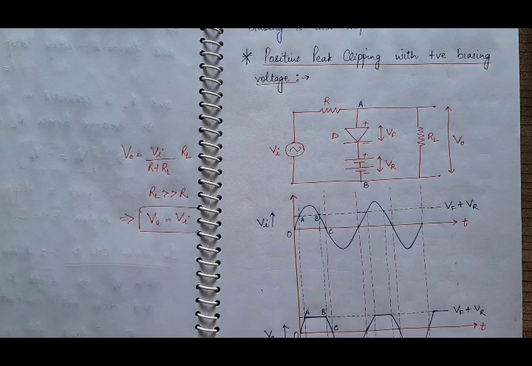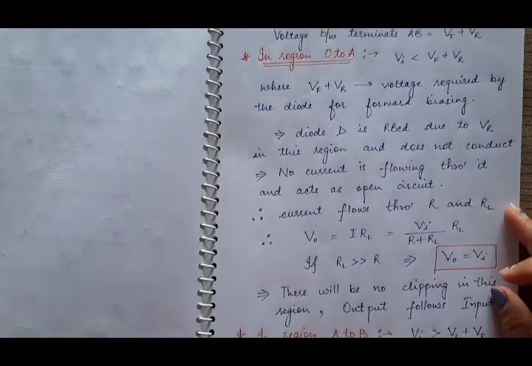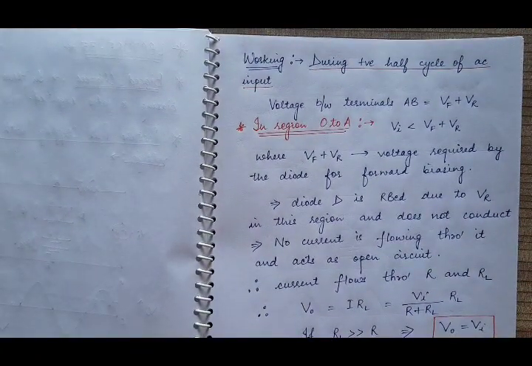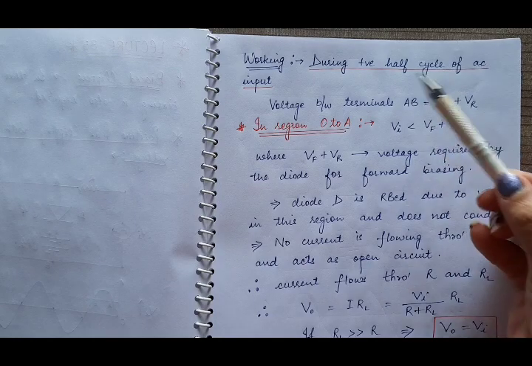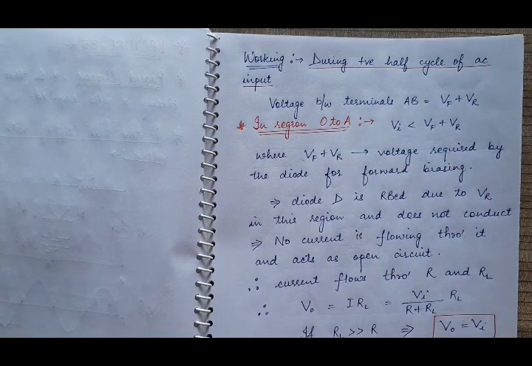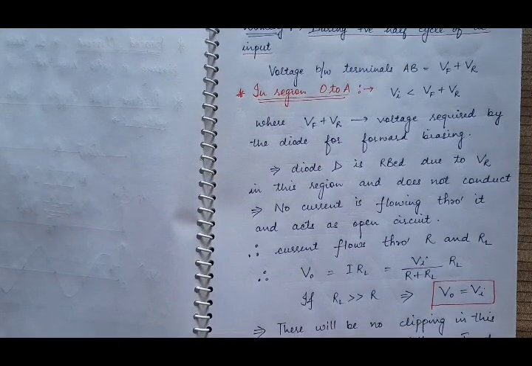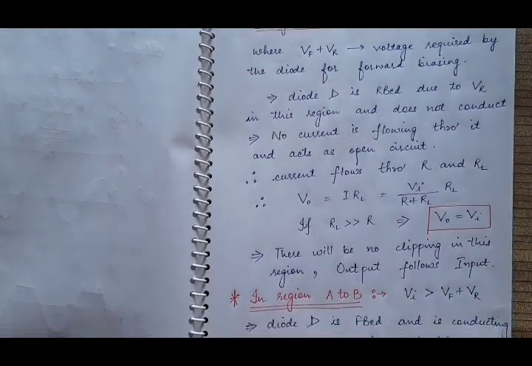So now you can read the theory which I have already told you from here. Each and everything I have told you. So this is the discussion of the positive half cycle of AC input. This is the discussion of region O to A. Then comes the region from A to B.